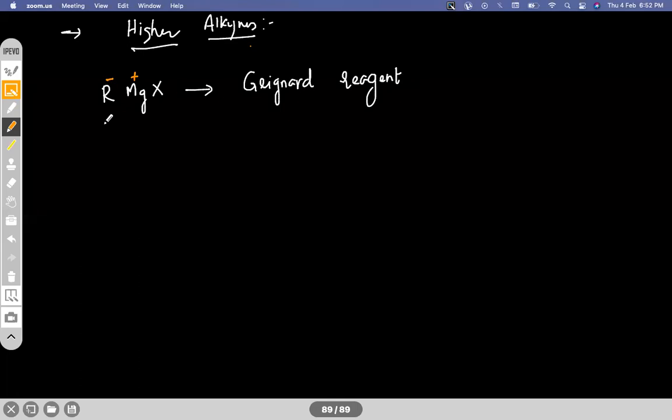This Grignard reagent is allowed to react with any smaller alkyne. Suppose we have HC triple bond CH. So we know this hydrogen is acidic. So Grignard reagent with active hydrogen gives an acid-base reaction. So it forms an alkane, RH, and HC triple bond C minus MgX plus we get.